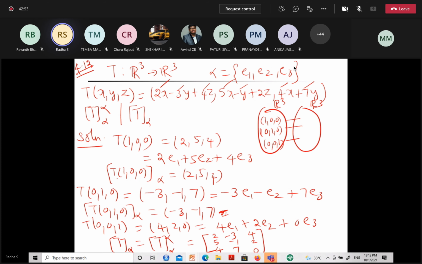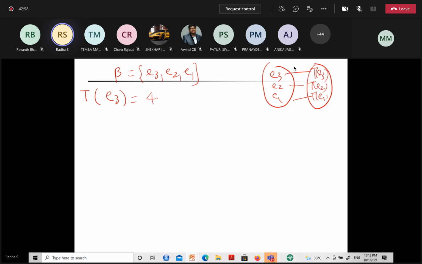Very simple. So now, what will be T of E3? You have written that already, right? I'll copy this. T of E3 is 4, 2, 0. But while you are writing, you have to be careful. You have to take first E3, first in terms of E3. So it is 0 E3, 2 E2 plus 4 E1. Is it correct what I am doing? Usually first E1 you will write, but here you have to change all. 0 E3, 2 E2, 4 E1. So T of E3 with respect to beta is the vector 0, 2, 4 instead of 4, 2, 0.